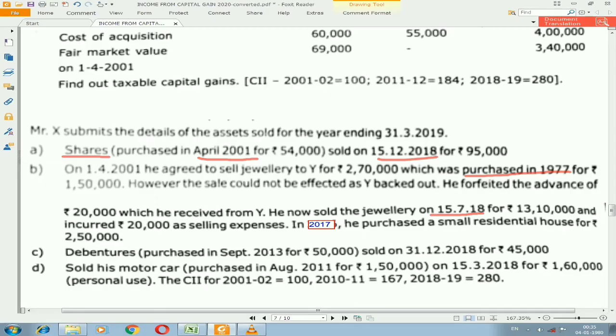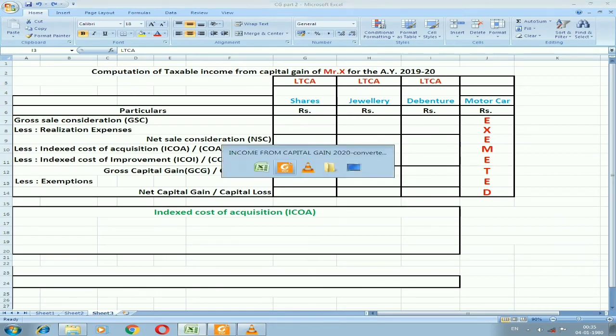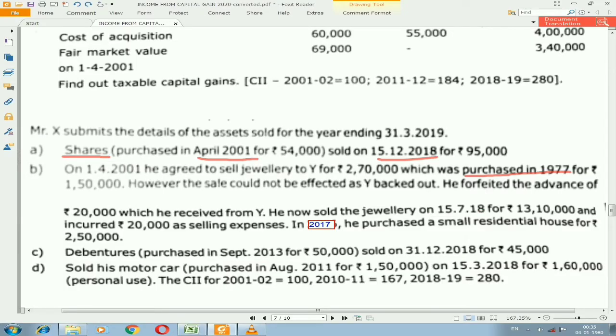Then we have debentures. The debentures were purchased in 2013 and sold in 2018. So you need to check on 1 year. So it is more than 1 year only. So long-term capital asset. Let us start with the first asset.